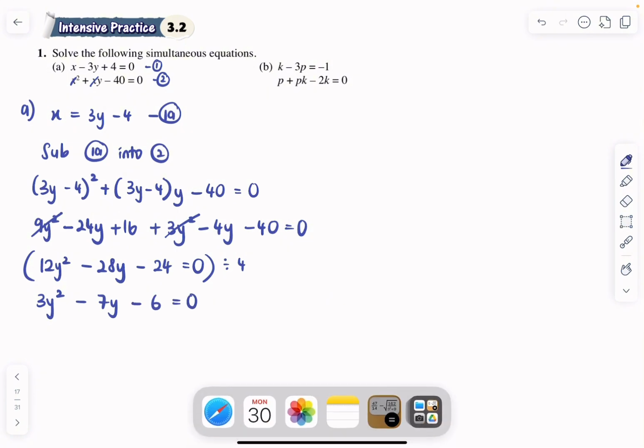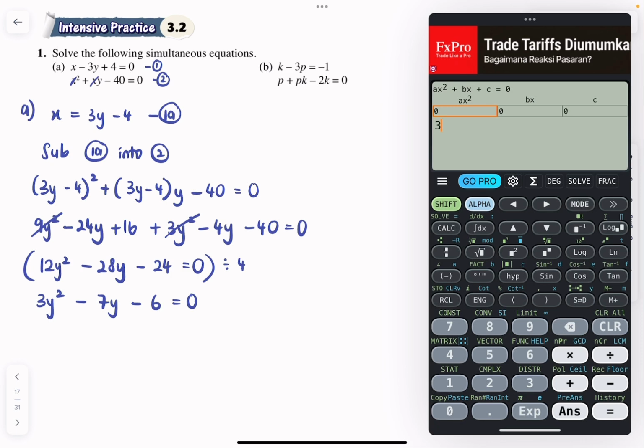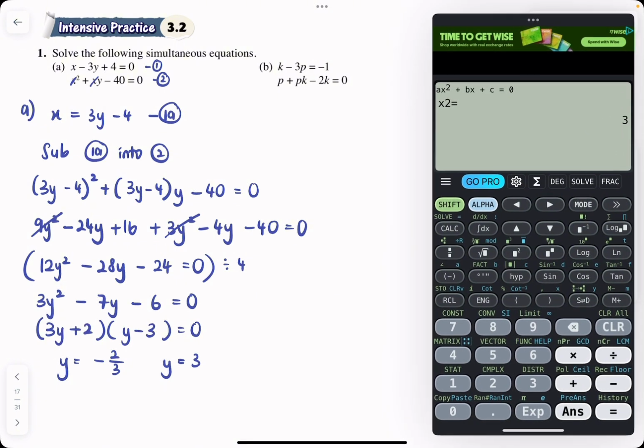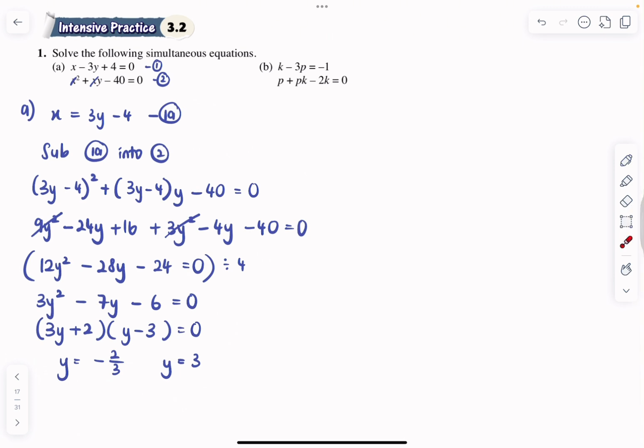Okay, now we try to factorize. A is 3, B is negative 7, C is negative 6. So y is negative 2 over 3. Y is also 3. So we put them in the bracket. We will get 3y plus 2 and y minus 3. Okay, so if you're not sure, you multiply this 3 first, we'll get 3y. And then the negative 2 we bring over that side, we'll get positive 2. Done.